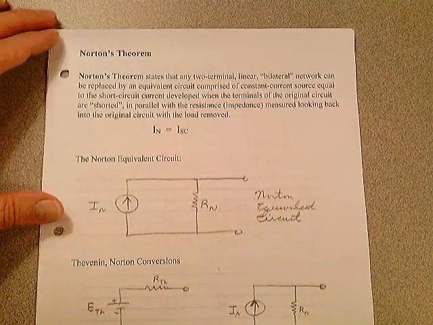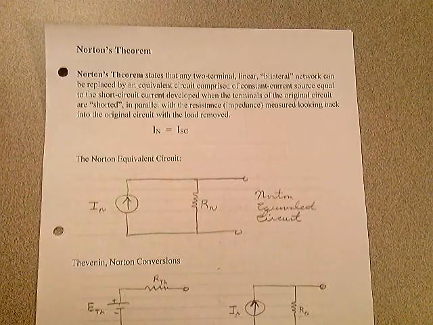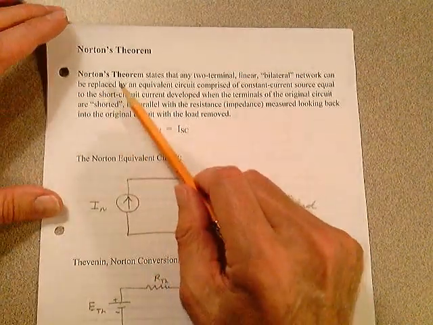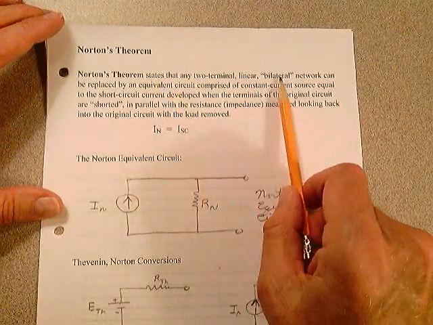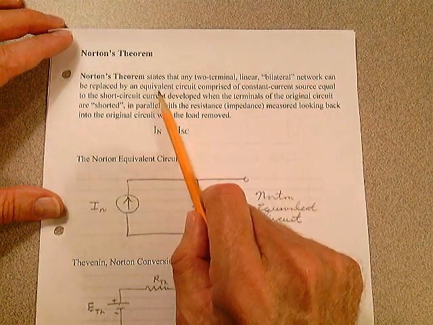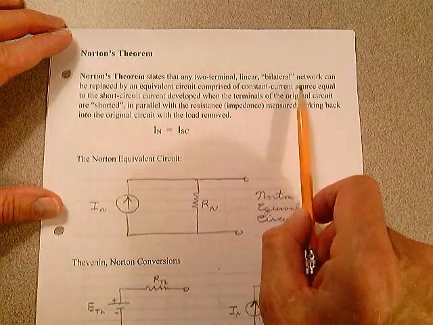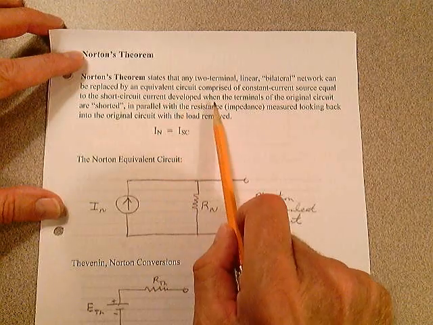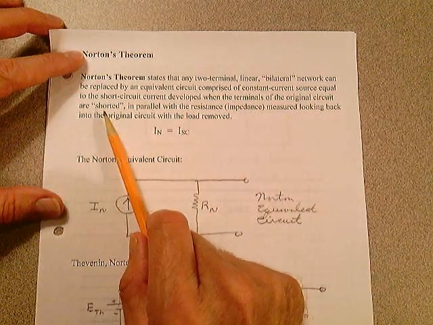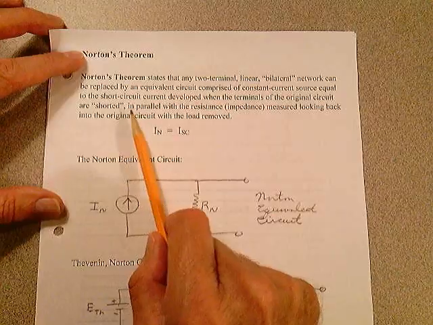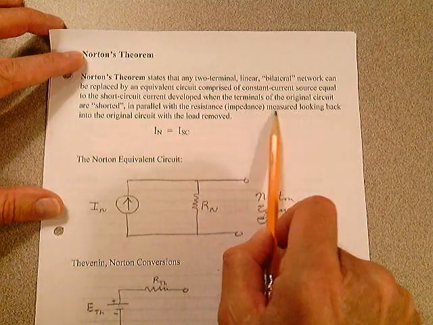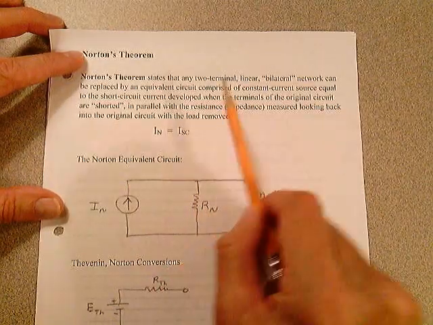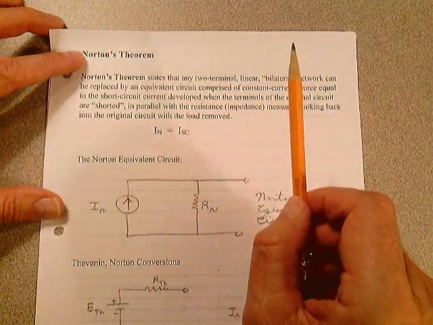Norton's theorem is somewhat related to Thevenin's theorem, and I'll illustrate that as we go through this. Norton's theorem states that any two-terminal linear bilateral network can be replaced by an equivalent circuit comprised of a constant current source equal to the short circuit current developed when the terminals of the original circuit are shorted in parallel with the resistance or impedance measured looking back into the original circuit with the load removed. It has similarities to Thevenin's theorem.